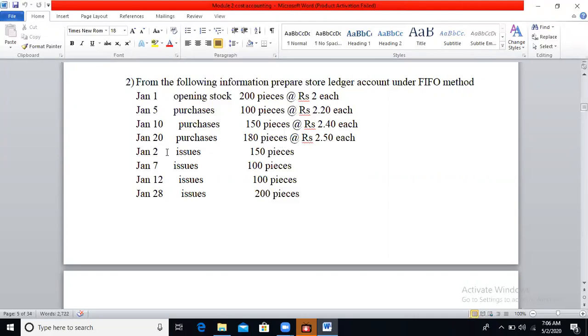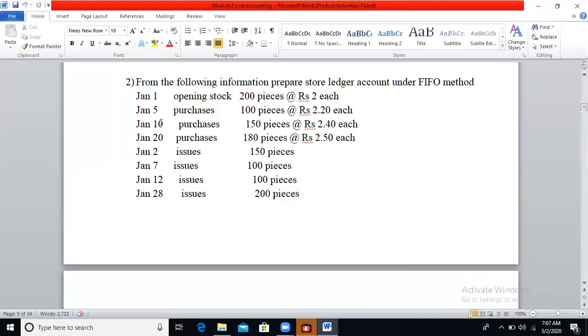January 2nd, we are making an issue of 150 pieces. January 7th, we are making an issue of 100 pieces. January 12th, we are making an issue of 100 pieces. And January 28th, we are making an issue of 200 pieces.